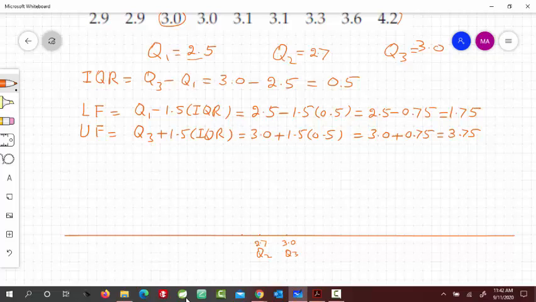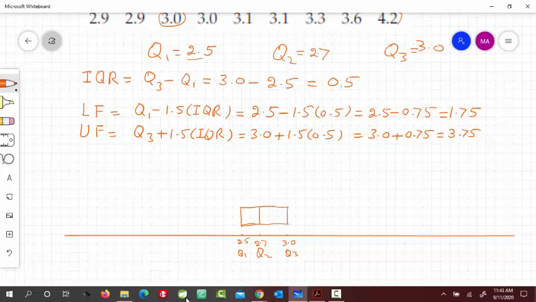And then Q1 is 2.5 here. Now you can make vertical lines, one line for Q1, one for Q2 and one line for Q3, and join them to make a box. And the next thing is you have to see where the lower fence and upper fence are.